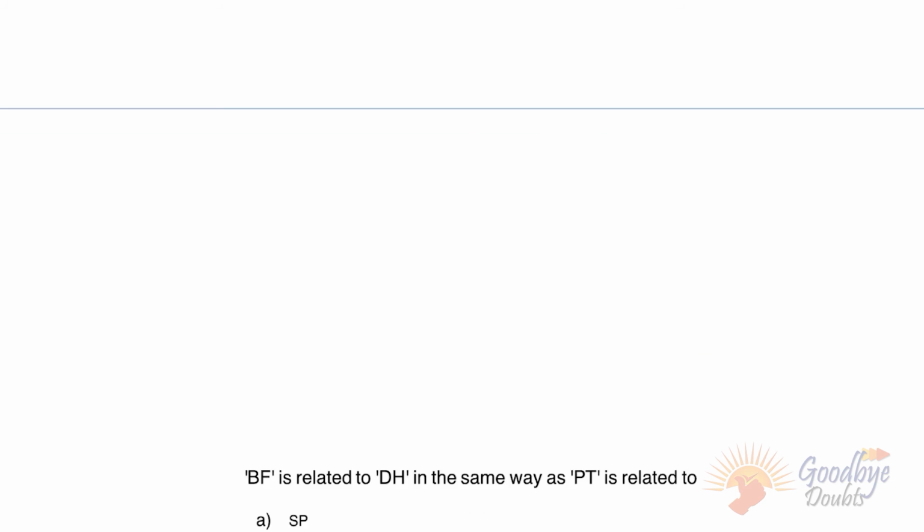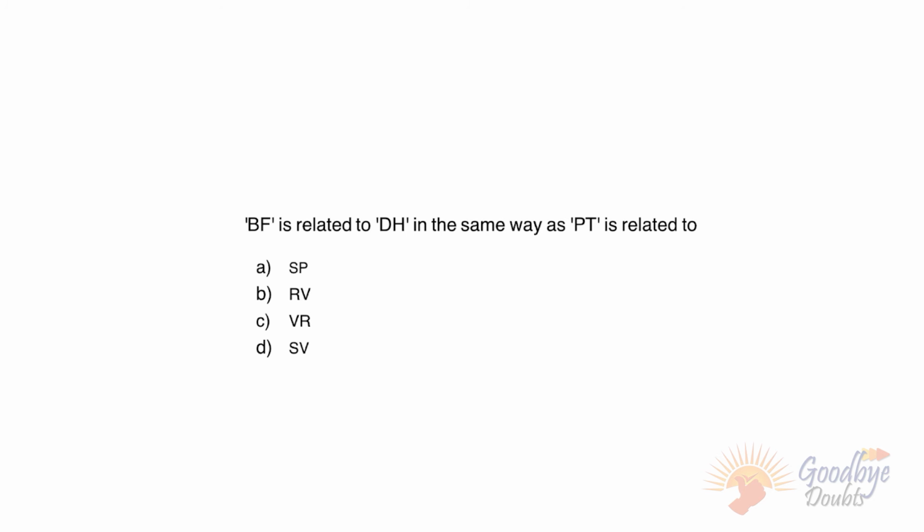Now we can look at an example in letters as well. So BF is related to DH in the same way that PT is related to what set of letters. So let's look at this again. So there's a relationship between these two, and the same relationship must occur between PT and another set of letters, which is what we have to find. So what is the relationship between BF and DH?